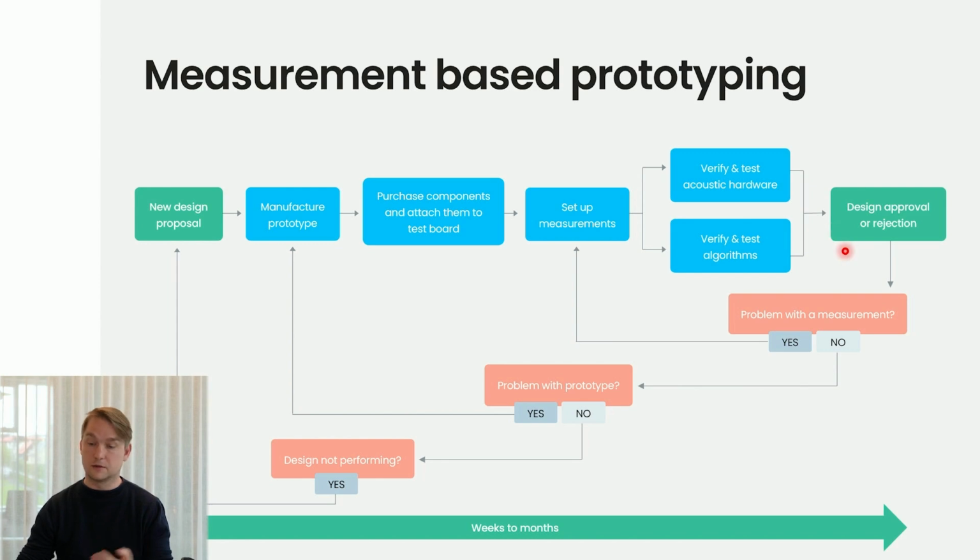If you reject it, maybe there was a problem with the measurements, well, then you have to go back to the lab, set up the measurements again, redo them and so on, taking probably a few days. If there's a problem with the prototype, then you have to go all the way back here and manufacture it again, resolder, re-glue the microphones and so on, and then do the measurements. Also a time-consuming process. And in the end, if it does not perform, it's back to the drawing board and work on a new design proposal, essentially.